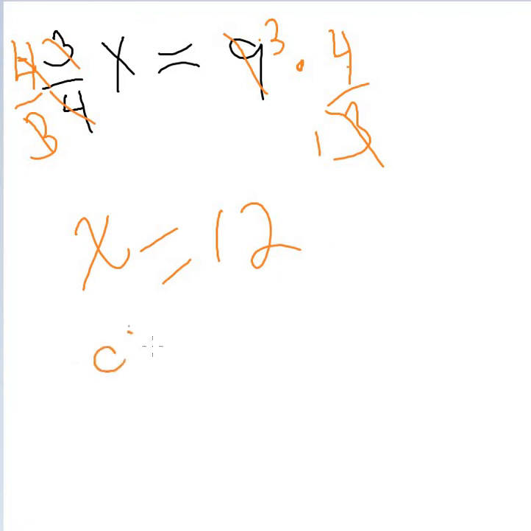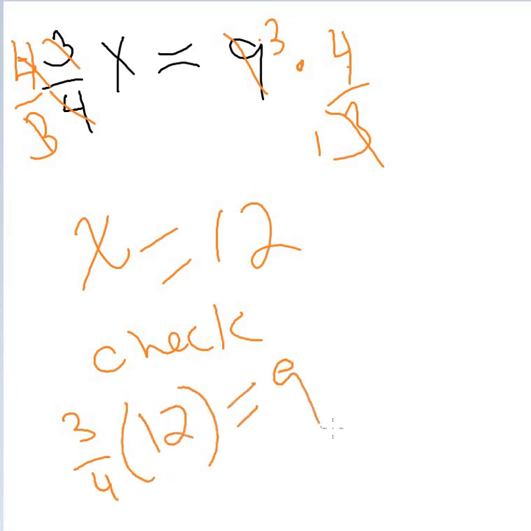Now I check it. So I put a check. 3/4 times 12 equals 9. And I see if this equals 9. 12 divided by 4 is 3. 3 times 3 is 9. So 9 equals 9. It checks out.